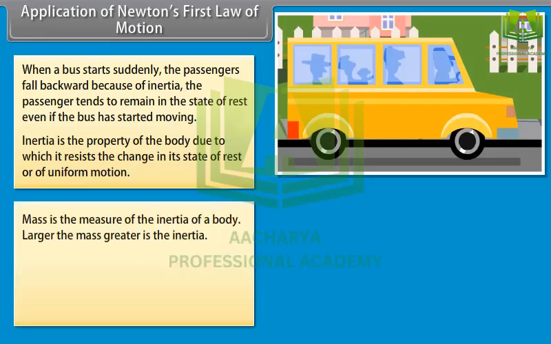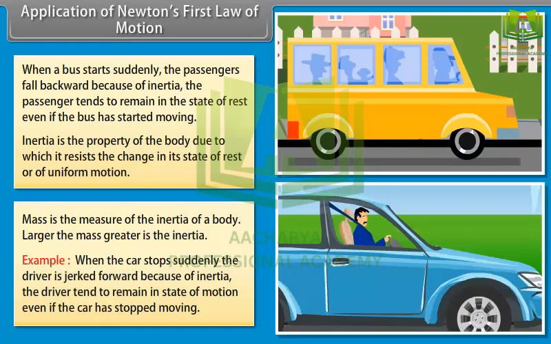Mass is the measure of the inertia of a body. Larger the mass, greater is the inertia. Example: when the car stops suddenly, the driver is jerked forward because of inertia. The driver tends to remain in state of motion even if the car has stopped moving.